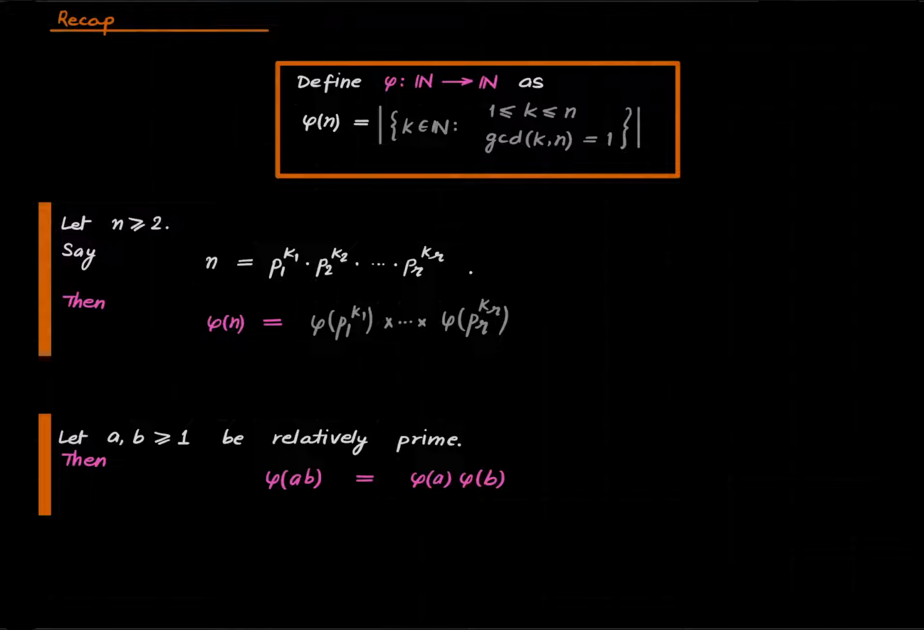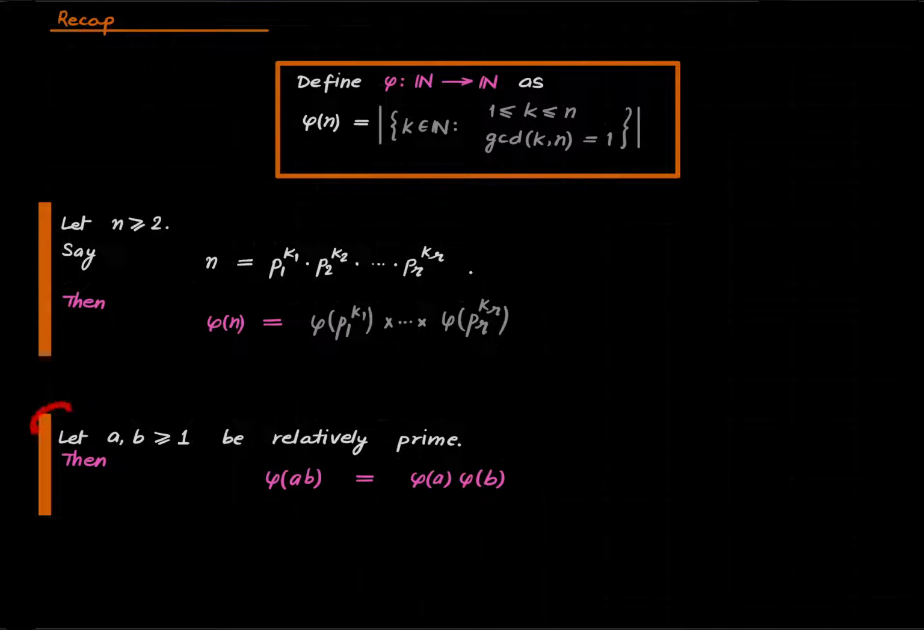Last time we defined Euler's totient function, which let me recall. So the totient function was defined as a function from naturals to naturals. When you feed it the value n, what it outputs is the number of positive integers in this range which are relatively prime to n. So that was the definition.